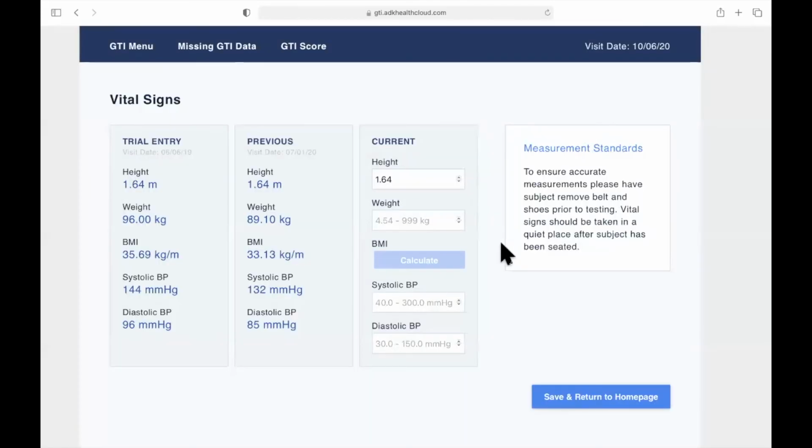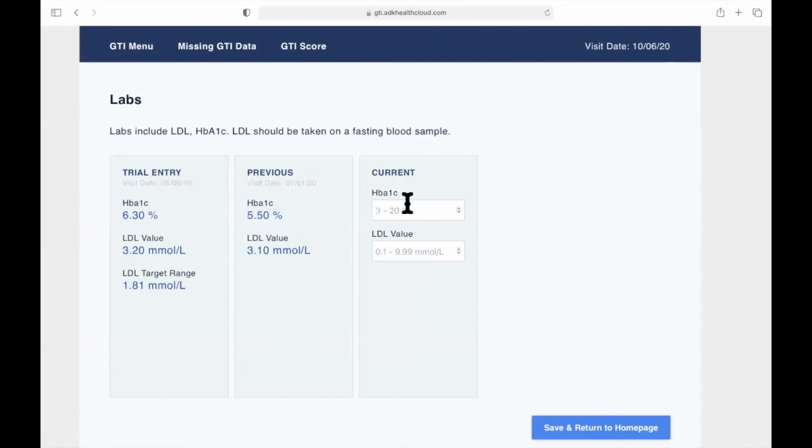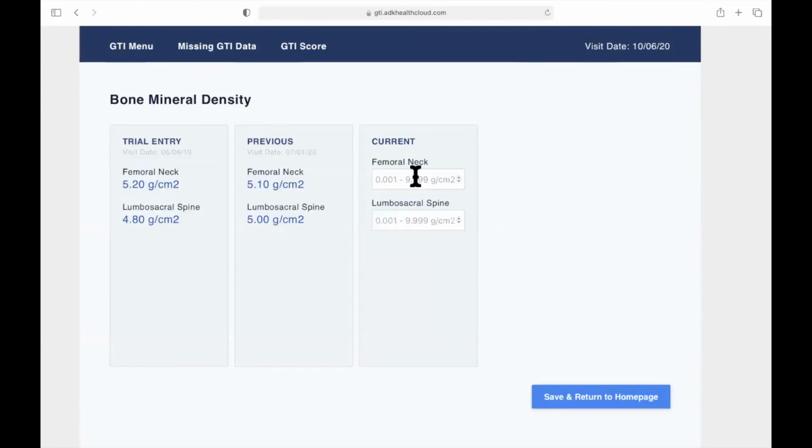We look at vital signs, and both the data from trial entry and at the previous visit are shown here. Now we'll say that the weight is 90.2 kilograms. The blood pressure, however, has continued to go down. It's now 132/84. The labs now at follow-up, the hemoglobin A1C is 5.4%, and the LDL is up a little bit to 3.3. The bone mineral density has not significantly changed here, 5.2 and 5.2.